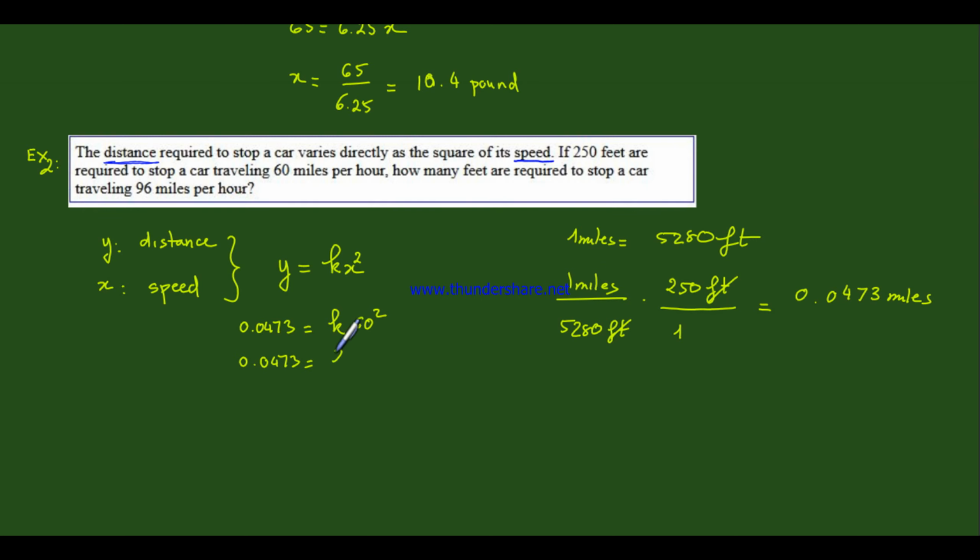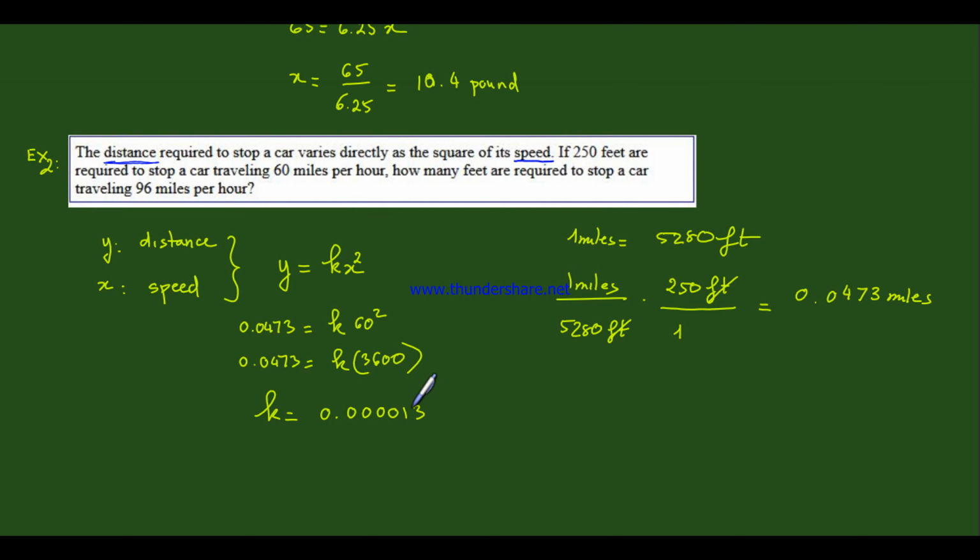1.00473. From here I can get k. 60 squared is 3600. So from here I can get k is 0.047 divided by 3600. Then my k, oh my god, my k is really bad. My k is 0.000013. Not a nice number at all.